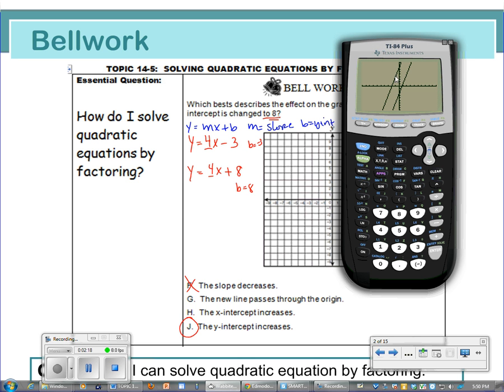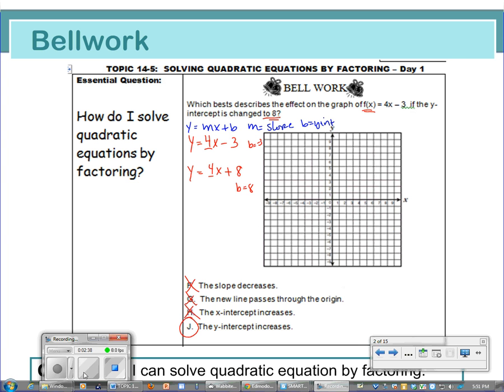G says the new line passes through the origin. That new line does not pass through the origin, so G is not it. And for H, it says the x-intercept increases. Here's my original x-intercept, it's positive. My new x-intercept is negative. So it definitely is not increasing, it is decreasing. So J is my correct answer.